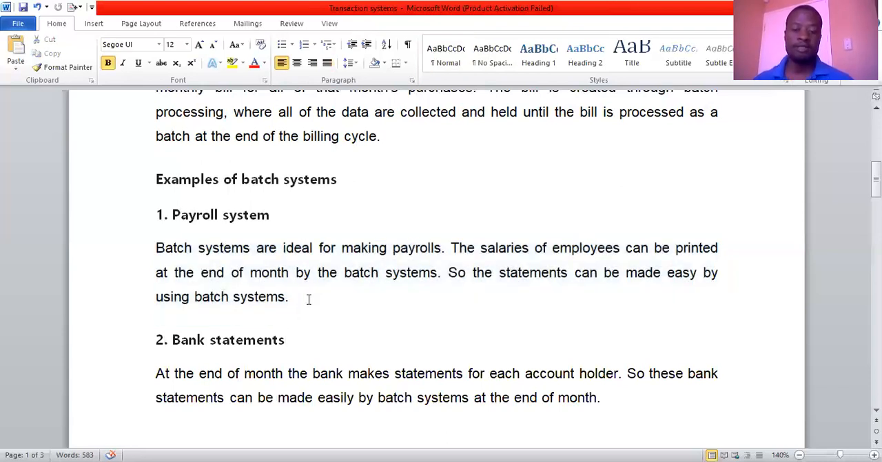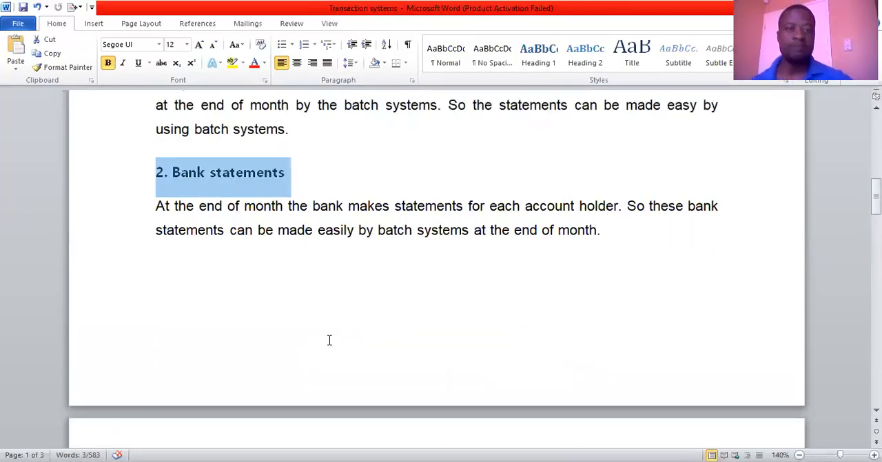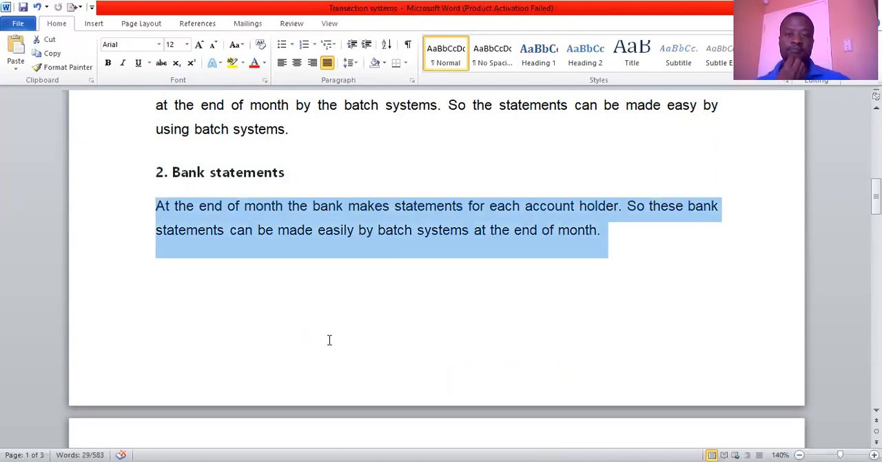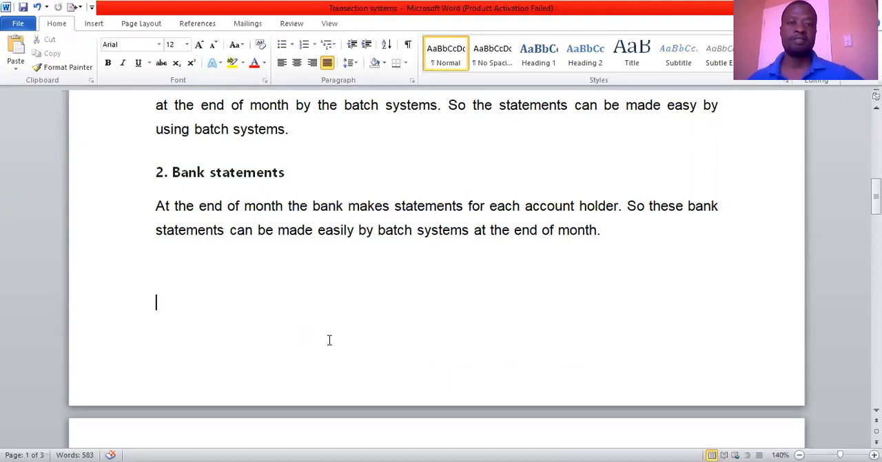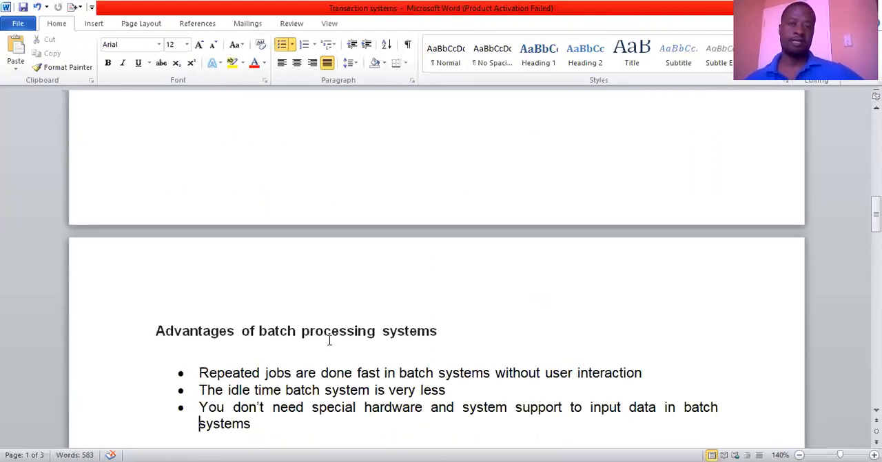Going on, let's look at the bank statement. At the end of the month, we know what a bank statement is, people. The bank makes a statement for each account holder. So these bank statements can be made easily by batch systems at the end of the month. Those are the two examples of batch processing systems that I've come across. We have so many of them out there, but I decided to look at these because we use them daily in daily life.